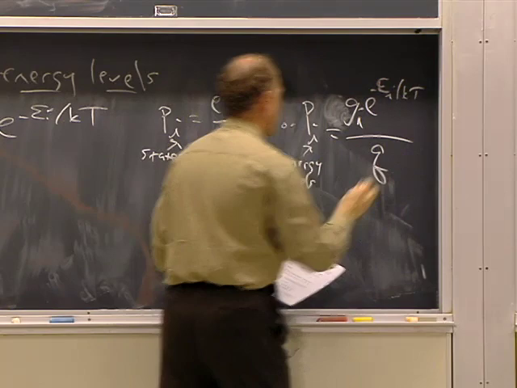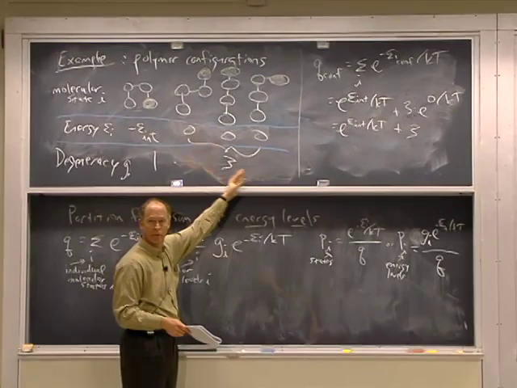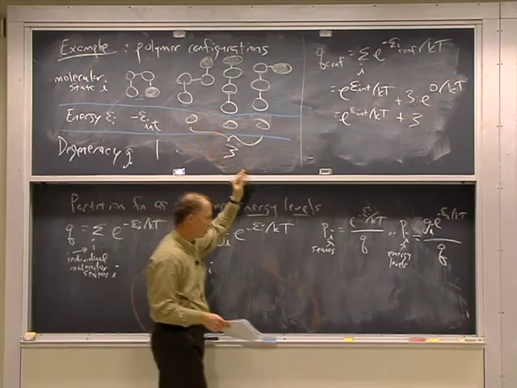Here, of course, this is bigger if it's degenerate, right? It's saying that the probability of being in this energy level is three times the probability of being in any individual one of the states. But sometimes it's useful to keep track of things in this way.